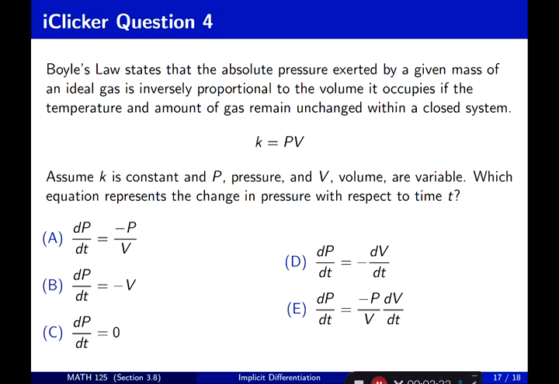Option A, dP/dt equals negative P over V. B, dP/dt equals negative V. C, dP/dt equals 0. D, dP/dt is equal to negative V dt. Option E, dP/dt is equal to negative P over V times dV/dt. So take a moment and answer the question.